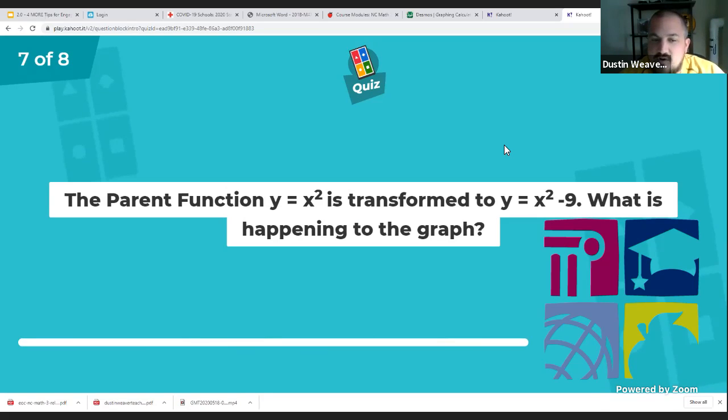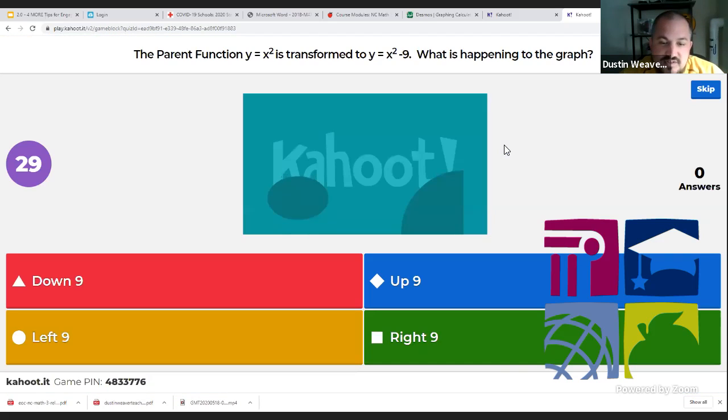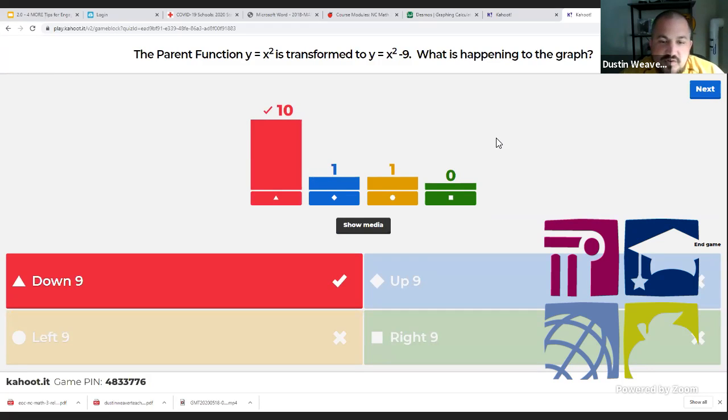We have subtracted 9 on the outside, so what is happening to the graph? Yes, absolutely. So because you subtracted 9 on the outside, it is moving down. Remember, on the outside of the parentheses, if you subtract, you move down. If you add, you move up.